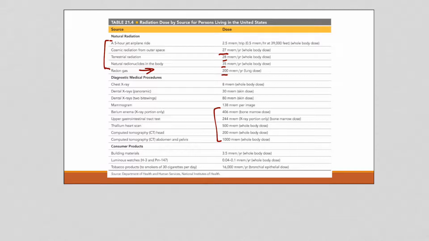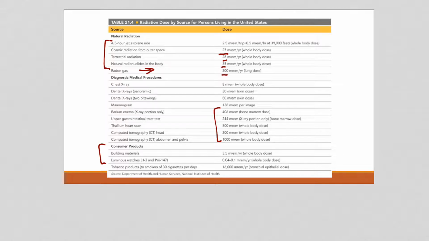And then other man-made sources of radiation come from things like building materials. So concrete, bricks, cement. These things all have radioactive isotopes in them, and they give off small amounts of radiation. And we're talking fractions of a millirem or a couple millirem.